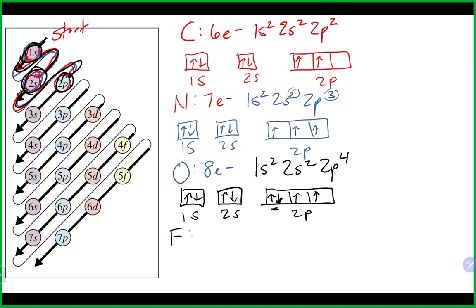Fluorine, which is 9 electrons. And again, starting up there on top, 1s2, 2s2, 2p5. And by the way, again, that is how you should write it.